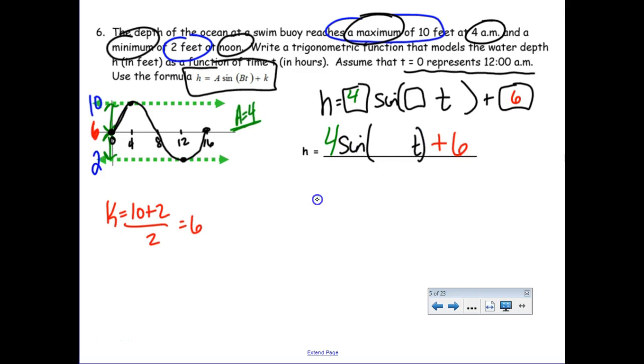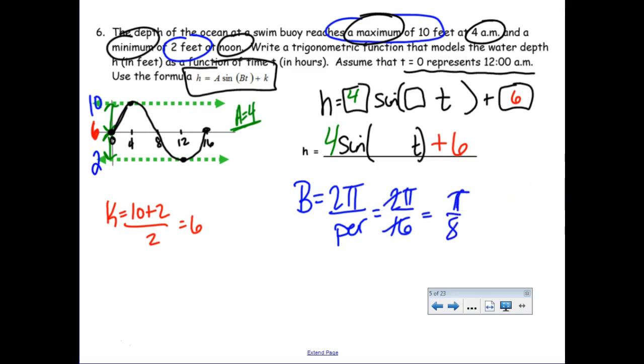And B is calculated. This is not given to you this time, so you do have to remember this. It's 2 pi divided by the period length. Well, how long did it take for this buoy to go through a full cycle is 16 hours. So 2 pi divided by 16 hours is, this reduces to pi over 8. 1/8 pi, or pi over 8. And that's what goes inside the sine function. So there you go. The picture helps develop all those pieces and make sure they go in the right spot. That's the most common mistake for kids, is they're putting their A and K in the wrong spot.